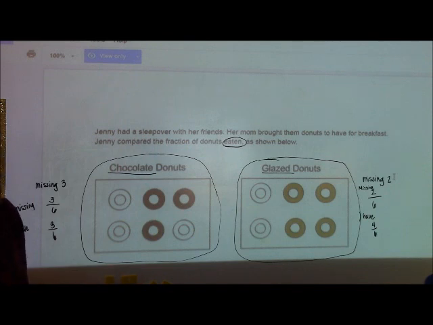What does eaten mean? What does that mean? Alyssa? I'm sorry, Allie? Eaten means basically you had them. Okay, so that they're missing. Okay, so part of my fraction is missing. Okay? All right, Miss Davis, do you want to take over the math portion?